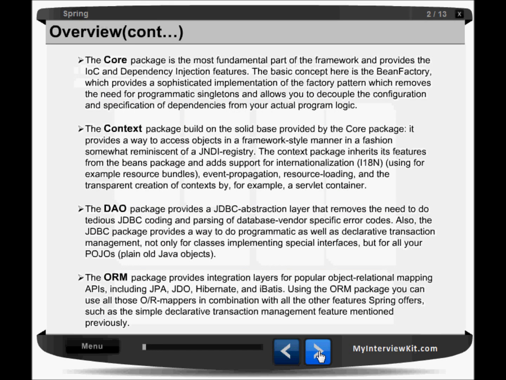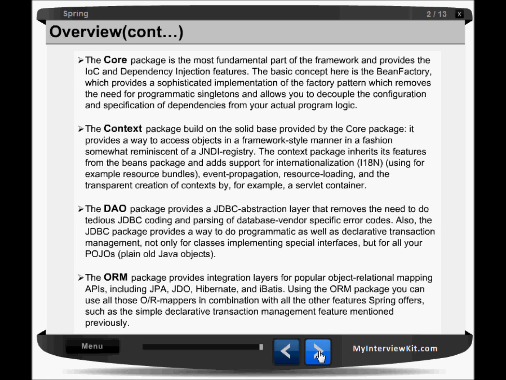Okay, now the context package is built on the solid base provided by the core package. It provides a way to access objects in a framework-style manner, in a fashion somewhat reminiscent of a JNDI registry. The DAO package provides a JDBC abstraction layer that removes the need to do tedious JDBC coding and parsing of database vendor-specific error codes. So we are getting out of that problem of writing JDBC code. We have a DAO package which helps us to communicate with the database.